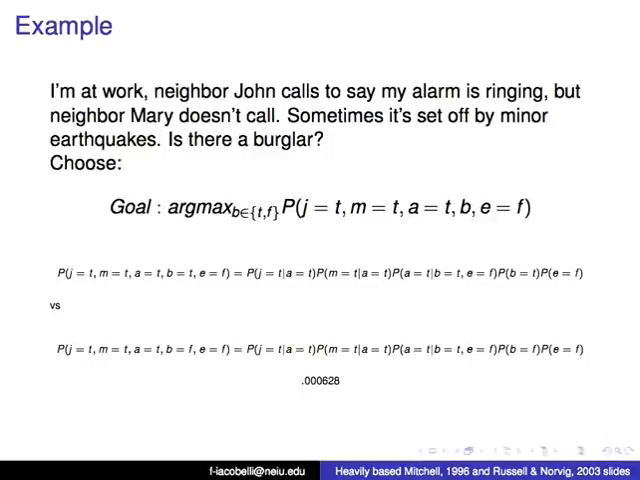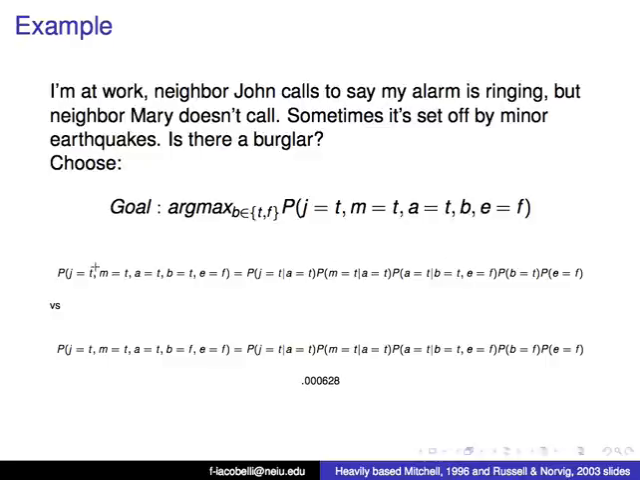So for example, I'm at work, neighbor John calls to say my alarm is ringing, but my neighbor Mary doesn't call. Sometimes it is set off by minor earthquakes. Is there a burglar? So what I want is to see which one's bigger. This joint probability of John calling, Mary not calling, the alarm being set off, and no earthquake, I want to see whether with burglary true, that is bigger than with burglary false.